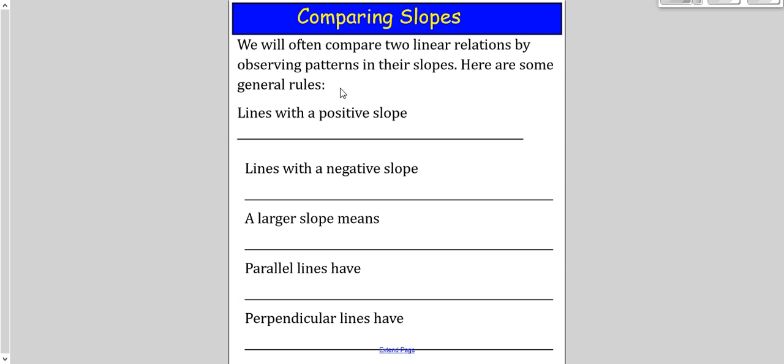Okay, so when we talk about linear relations, we need to take a look at slopes. Here are some general rules. Lines with positive slope will increase or go up. And maybe I'll even draw an example here, something like that. Lines with negative slope decrease or go down.